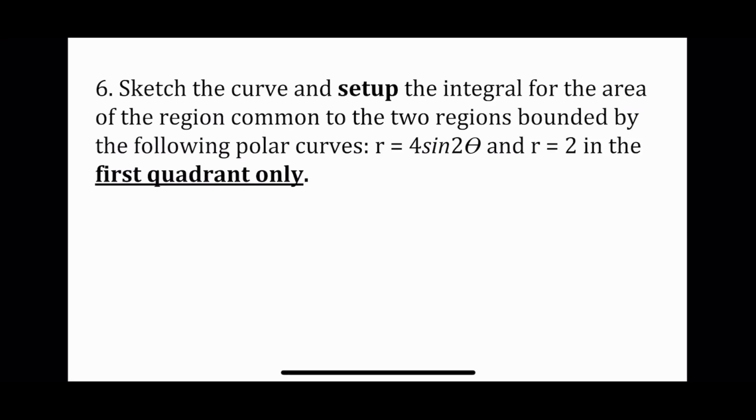The second problem is the area between two polar curves. So we have to sketch the curve and set up, again, not solve, the integral for the area of the region common to the two regions bounded by the following polar curves, r equals 4 sine 2 theta and r equals 2, in the first quadrant only.